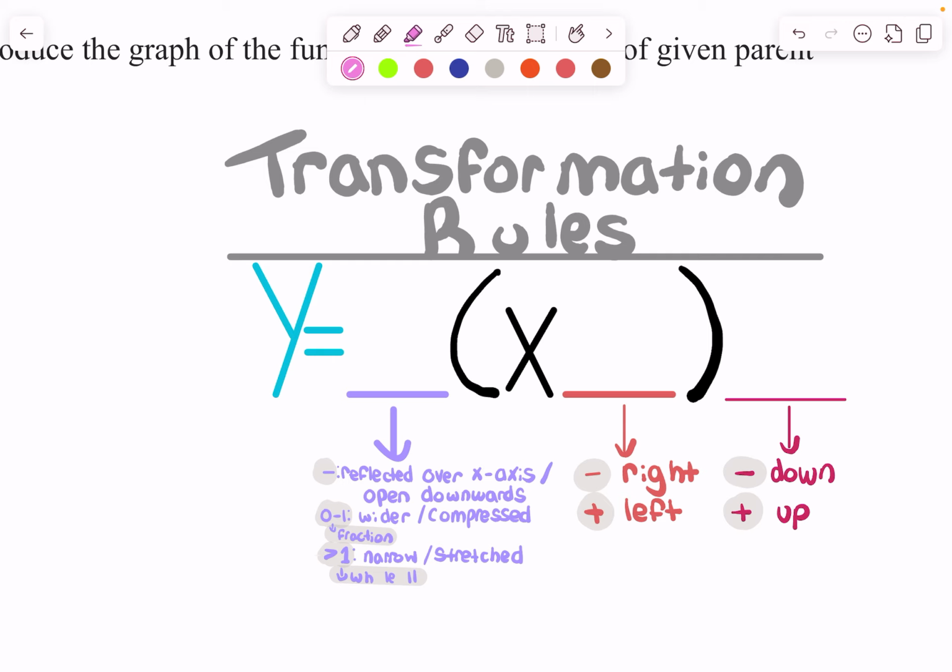Now, if there is a number inside the parentheses, it's opposite of what you would normally think. So, if there is a negative, it would go to the right. If it's positive, it would go to the left. And then the numbers to the right of the parentheses. If it's negative, that makes the graph go down. And if it's positive, that makes the graph go up.